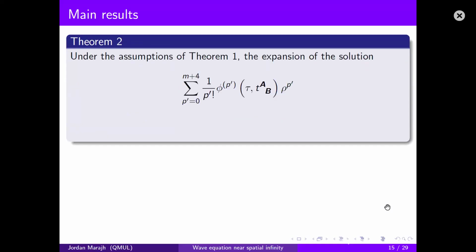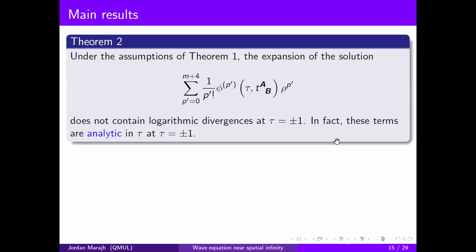And as a consequence, what we can say is that under the same assumptions, we actually have an expansion. So looking at the first part without the remainder, that doesn't contain logarithmic divergences. So before I was saying that you could write down the tau dependence of these coefficients explicitly using Jacobi ODEs. And what you can conclude is that there's no logarithmic divergences. In fact, these coefficients are actually analytic in tau. And in particular, at tau equals plus or minus 1 and near rho equals 0, where the true degeneracies would have appeared, here it doesn't happen.